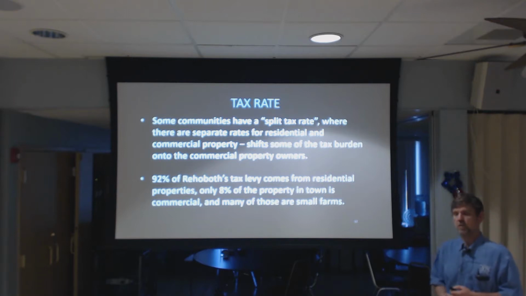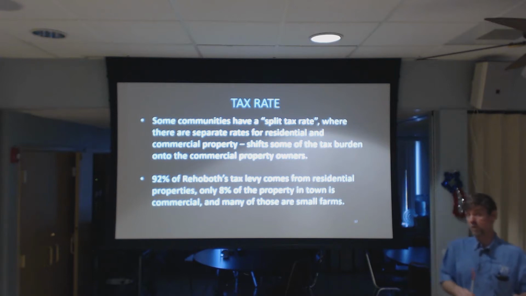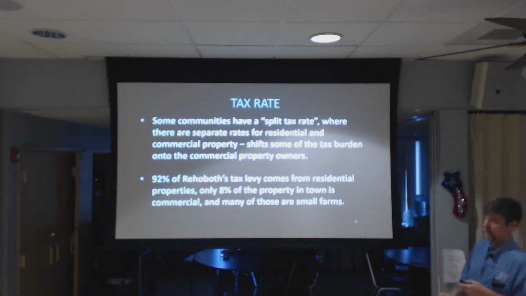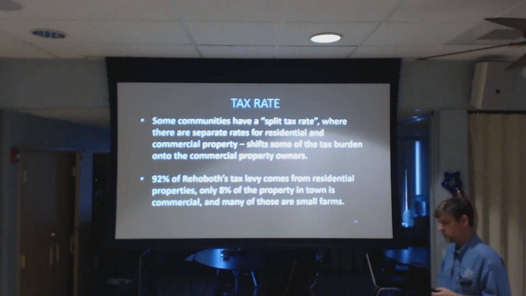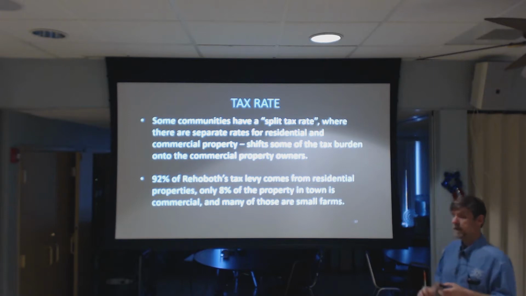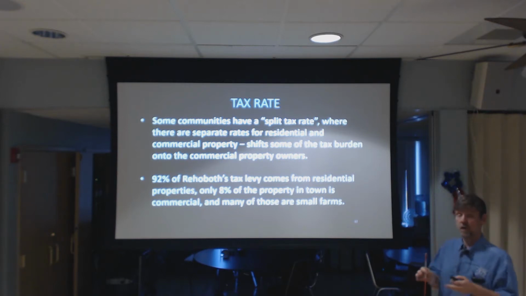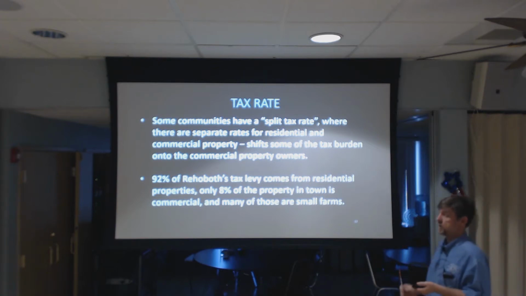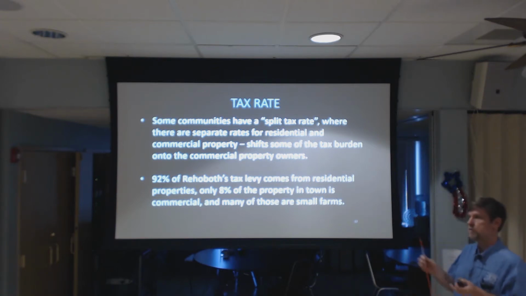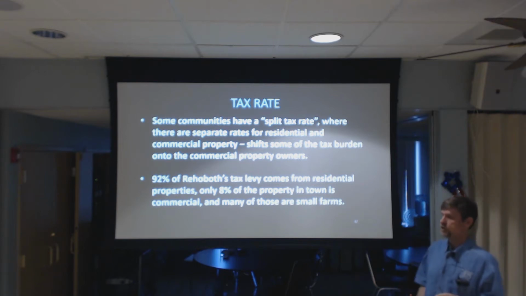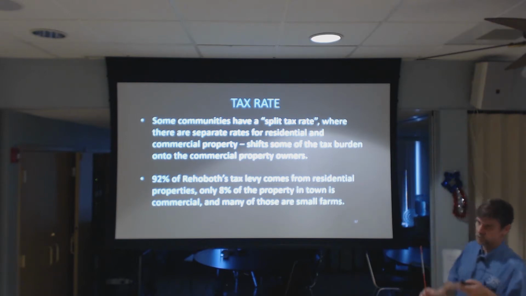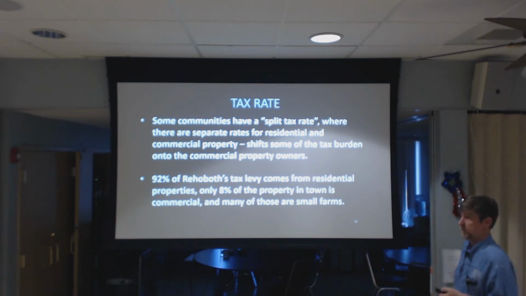All it does is redistribute the tax levy between the residential and the commercial. It doesn't generate more money. So in the case of the tax levy being $21.4 million, even if we had a split tax rate, we can still only collect $21.4 million. It's just how it gets split between commercial and residential. And because we have 8% commercial in town, you wouldn't really be able to shift all that much onto the commercial property and save the residential taxpayers a significant amount of money.